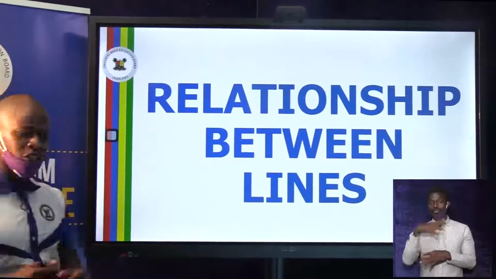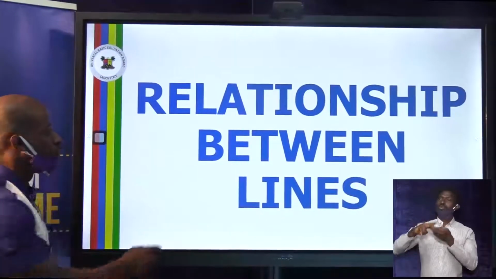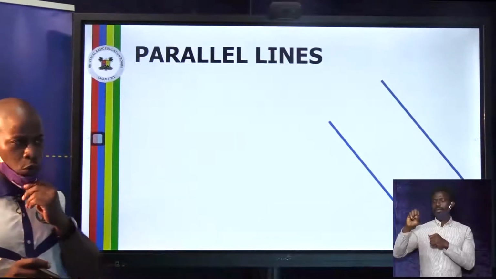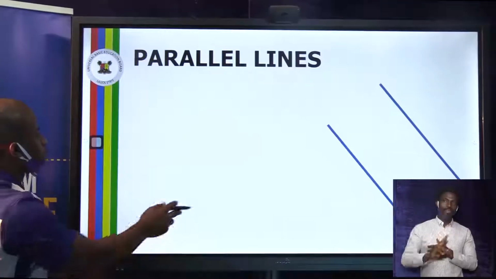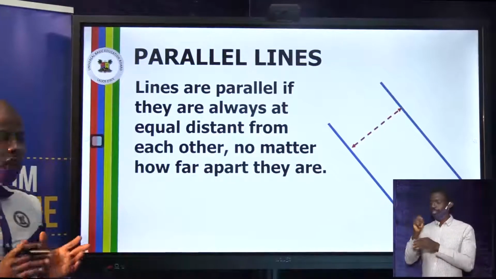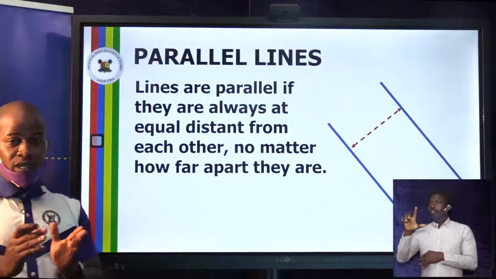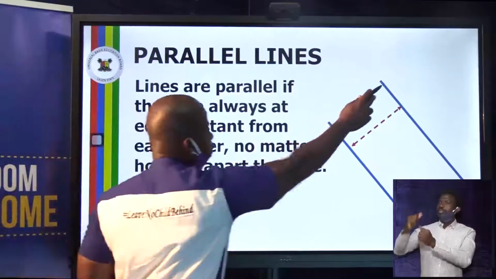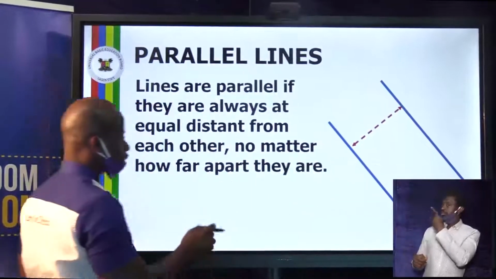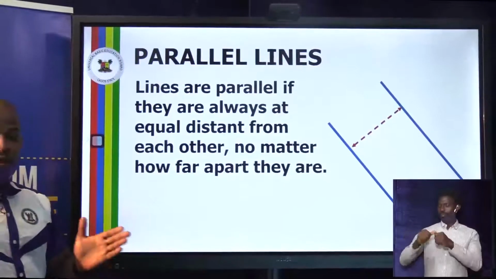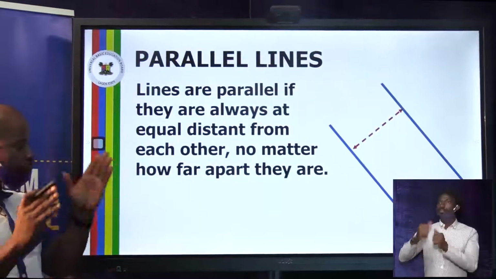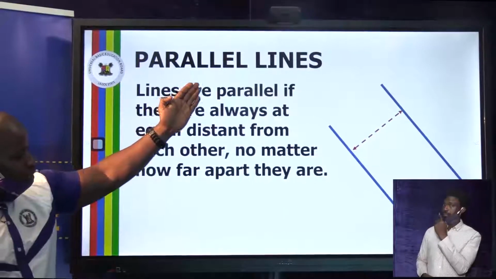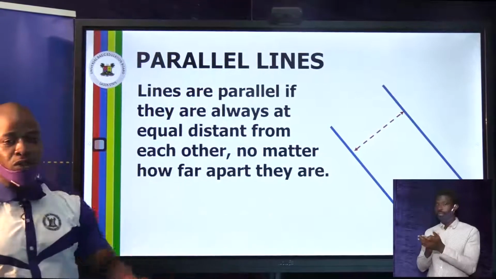Let's talk about relationships between lines now. The first one I want to talk about is parallel lines. What are parallel lines? We say that two lines are parallel if they are always at equal distance from each other. Whichever way you look at it, if you move down the lines, the distance will still be the same. They're always at the same distance from each other, no matter how long the lines are. Look at this. When that distance arrow moved down, it was still the same.